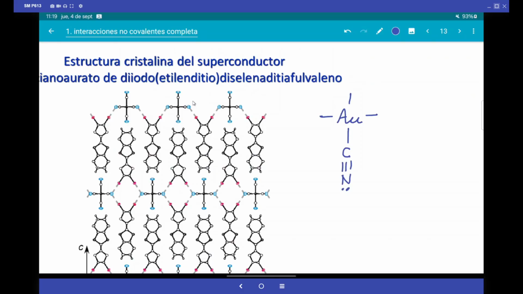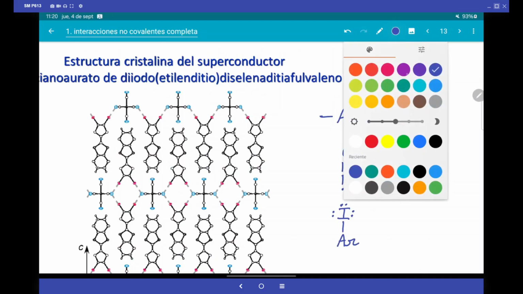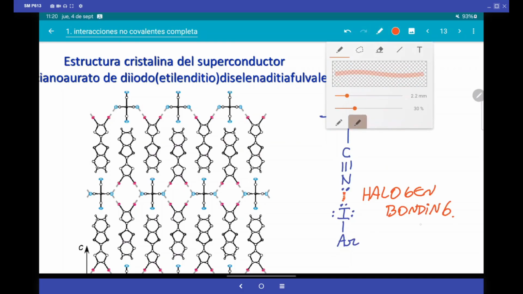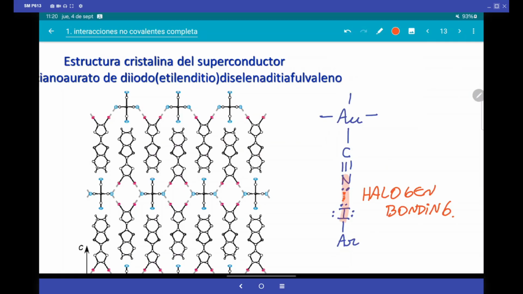The three-dimensionality of the crystal is making a favorable interaction with an iodo atom. So an iodo atom comes here, connected in turn to the aromatic ring. There the halogen bond interaction is happening, and that allows the jump of electrons from one place to another.